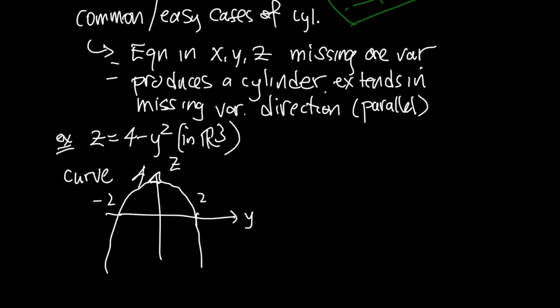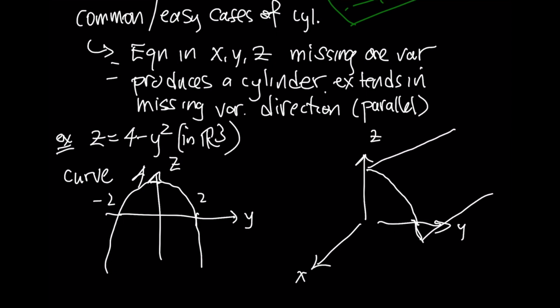So the idea now is that we're going to put this on a set of 3D axes. I've still got my parabola like so, but what's going to happen is I'm going to extend it in that missing variable direction. So I'm just going to extend it in the x direction, parallel to the x direction. And this extends the whole way.